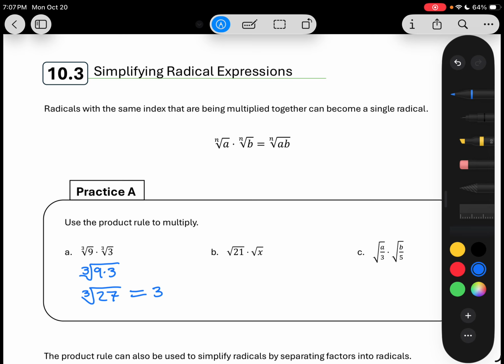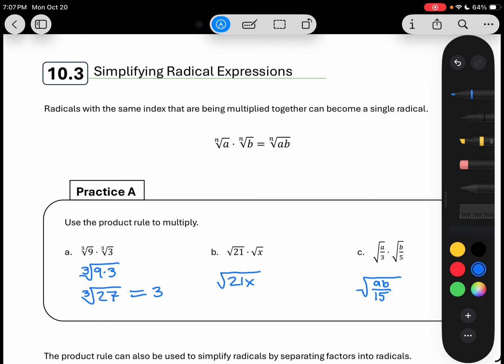So that turned out nice, whereas before it was not nice, because the cube root of 9 is not a nice number, and neither is the cube root of 3. But the cube root of 27 is. We take a look at the next one, and this one would just be the square root of 21x. Nothing really simplifies there, so we'll keep it how it is. And then on letter C, we've got the square root of AB on top, and then 3 times 5, which is 15. So square root of 15 there.